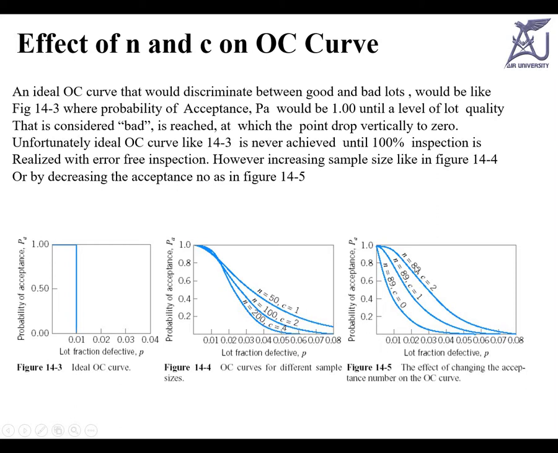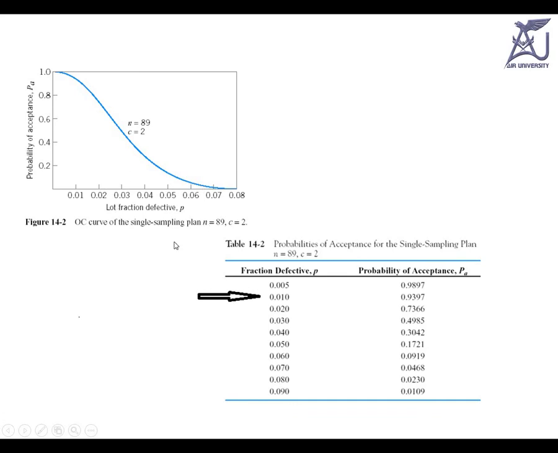But if the sample size is the same, look at this one, the sample size is the same and C is in fact coming to first 2 and then 1 and 0. Ultimately this curve may look like an ideal curve if you have C equal to 0 and N equal to 89. Similarly, if your sample size is increasing from 50, 100, 200 and then 400 and 500, and maybe you have 100% inspection, then your curve may look like an ideal curve. But these curves are not ideal, they are practical curves, and they can in fact be drawn as we saw in that case now.